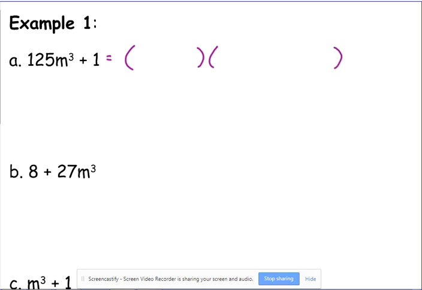The cube root of 125 is 5 because 5 cubed is 125. The cube root of m cubed is m. The cube root of 1 is 1. So that's our first set of parentheses. We build the second set from the first set. So for the first term, we square the 5m.